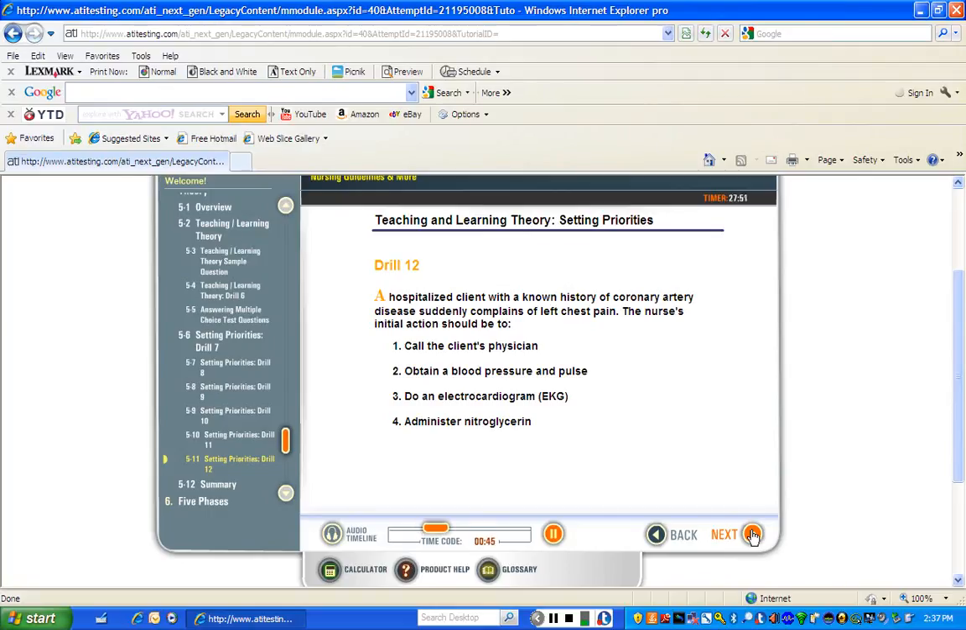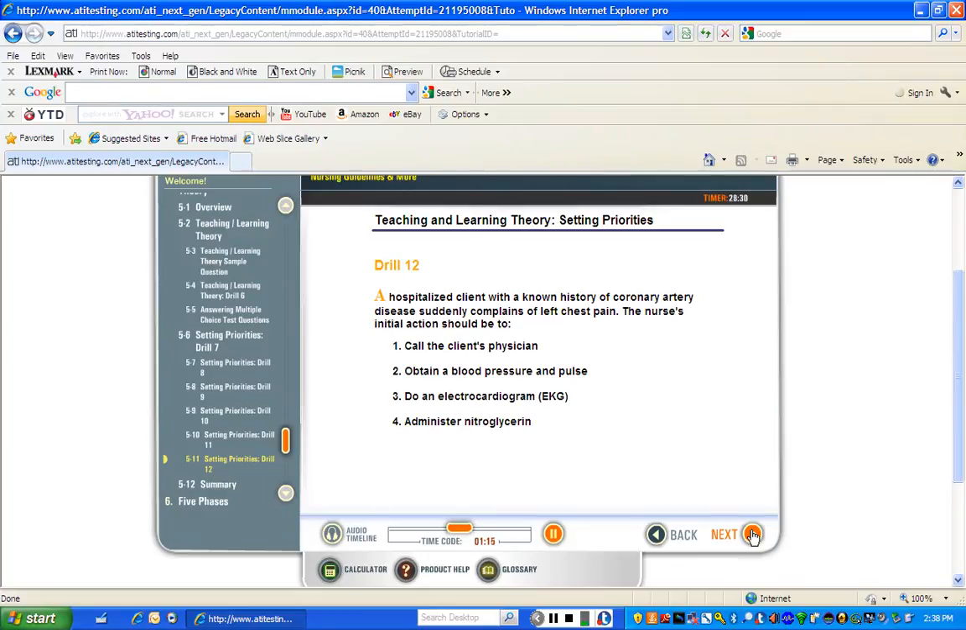Let's examine option 1. Call the client's physician. This option will be assigned a minus sign because you do not have all the information you need before taking this action. Remember, before you intervene, nursing process says you must first assess. Let's look at choice 4 next. Administration of nitroglycerin. Certainly, if the client is experiencing a serious cardiac event, they may need to receive nitroglycerin. But you do not have all of the information you need before taking this action. Remember, before you intervene, the nursing process says that you must first assess.